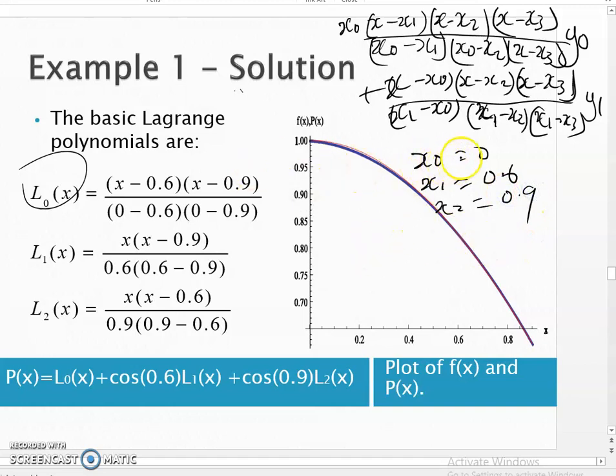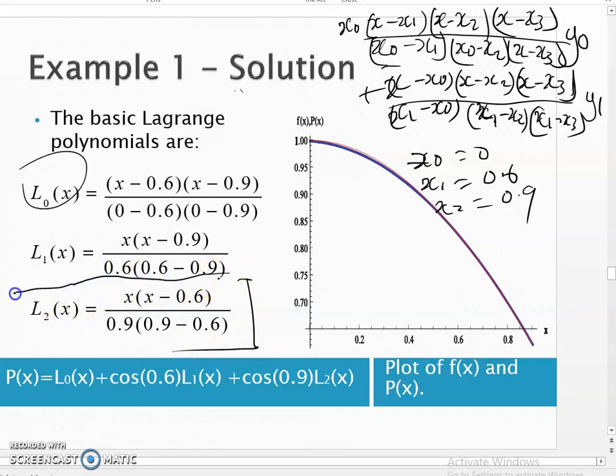So we substitute this in the formula. We have x minus x naught, which is x1, which is 0.6, into x minus x2, which is 0.9. Divide this by 0, because 0 is our x naught and this is the x naught value, so we substitute this. When we do this, our value for x will simply be this. So this is what we got.